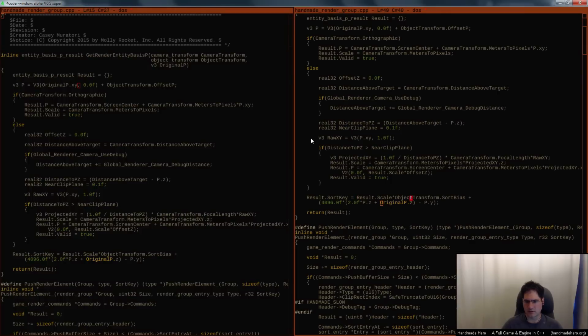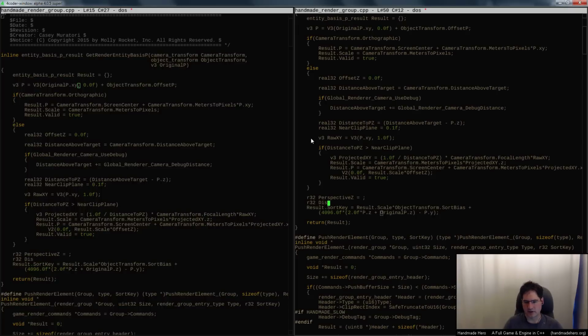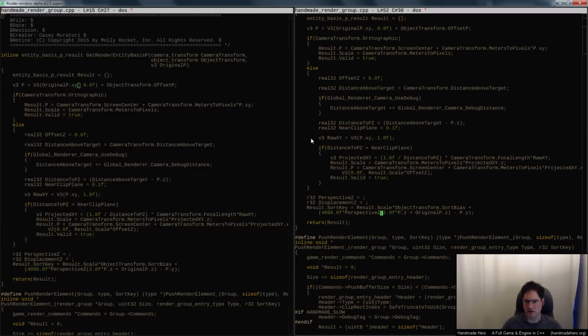But I'm going to name these things a little bit cleaner here. So we have two things: we have the layer Z, or the perspective Z, you might say, and we have the displacement Z. And we're going to have to know what those are. And so when we do our transform here, those two Z values are going to be used in a different way. So our perspective Z is definitely the most important sort value.